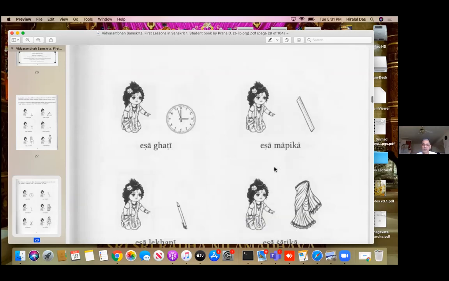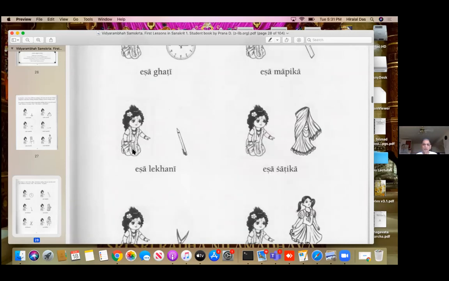Okay. So we will practice one more. Esa lekhani asti. Lekhani is feminine. Satika is feminine.